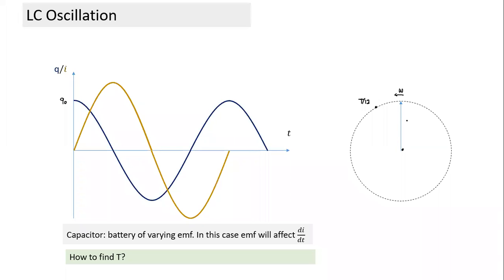Since the radius is equal to q naught, this term becomes equal to root 3 q naught by 2. So after t by 12, it becomes root 3 q naught by 2, and in time t by 8 it will rotate by 45 degrees. It has come to this point, and the value will become q naught by root 2.